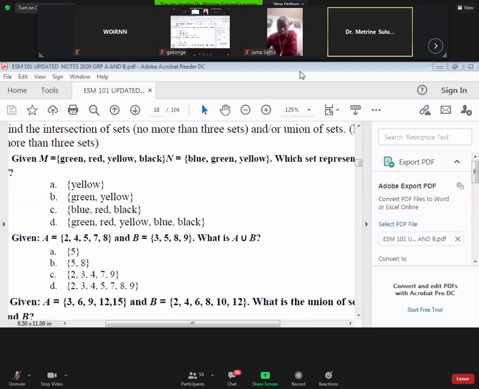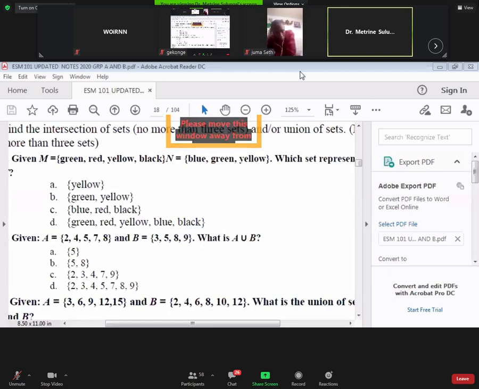Somebody is saying, pardon, please, example 2. Yes. Let's look at example 2. We are saying set A has the following elements: 2, 4, 5, 7, 8. Then set B has 3, 5, 8, 9. Without looking at the multiple choice, what is A union B? We have said all the elements put together, not belongs, put together. So that is 2, 3, 4, 5, 7, 8, and 9.